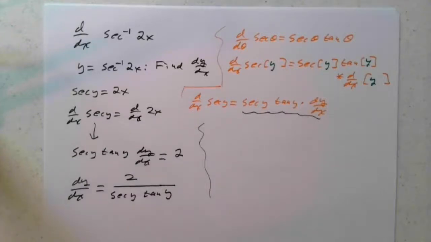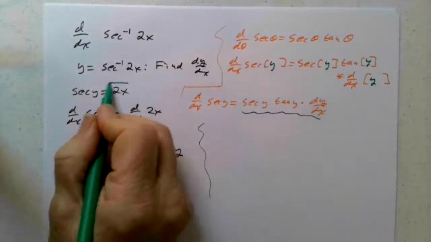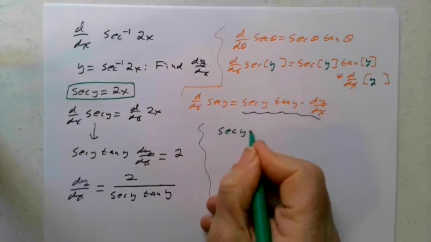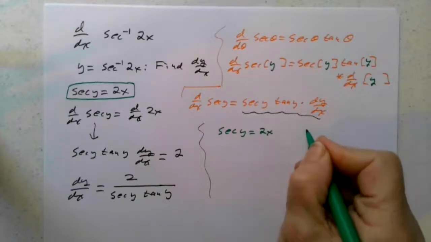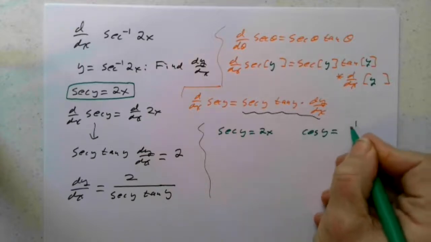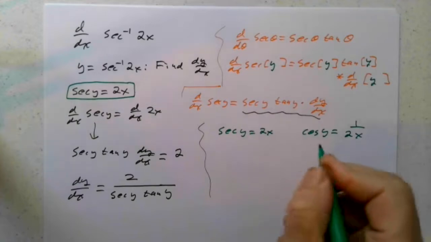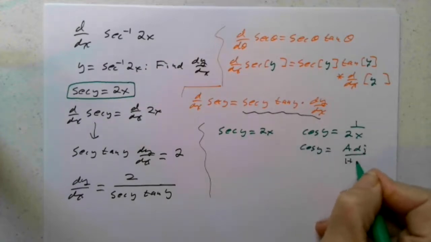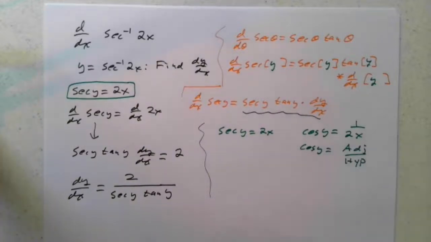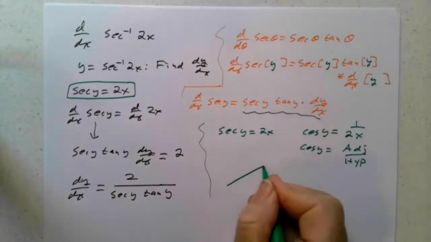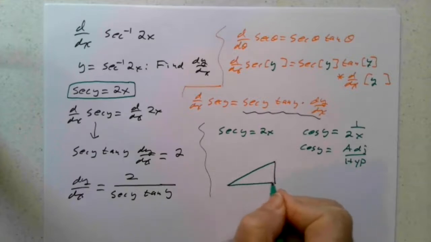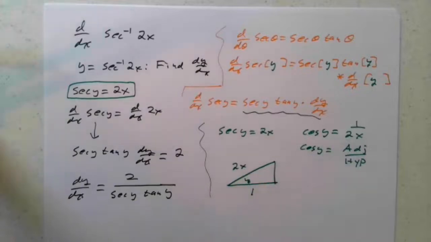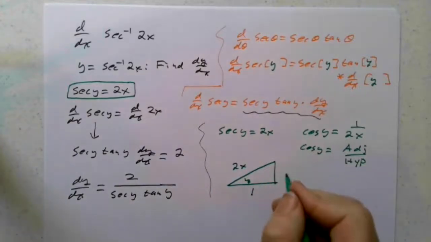So what do I know? I know secant of y is 2x. Secant is the reciprocal of cosine. So cosine of y is 1 over 2x. But I also know cosine of y is adjacent over hypotenuse. So we draw a triangle. Here's y. The adjacent is 1. The hypotenuse is 2x. I need to find the third side, which for the sake of discussion I will just call b.